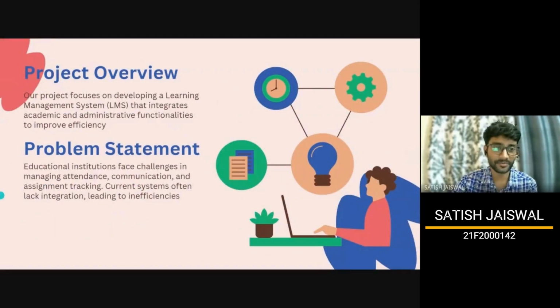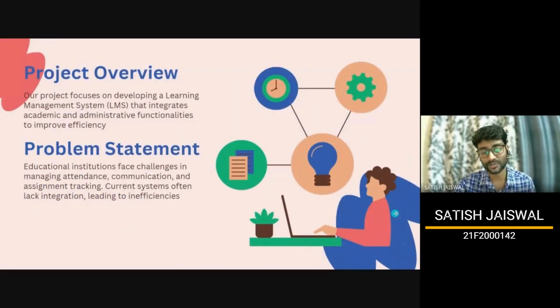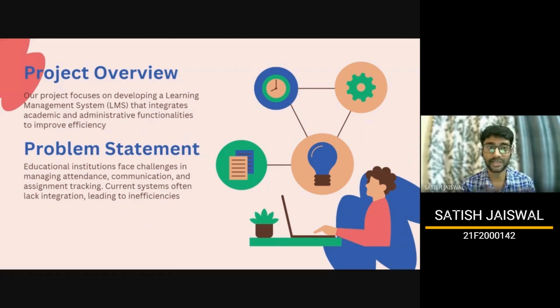First of all, our problem statement is about how we are developing a learning management system. We will look into it one by one, like what the project concept is and what problem statement we are facing. Our project basically focuses on a learning management system that will integrate academic and administrative functionality to improve the efficiency of the educational sector.